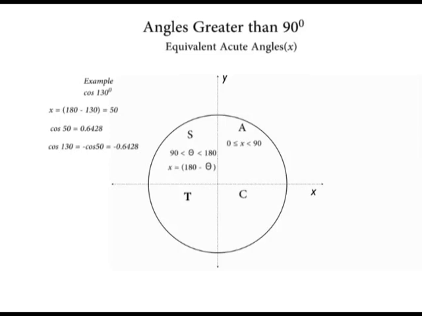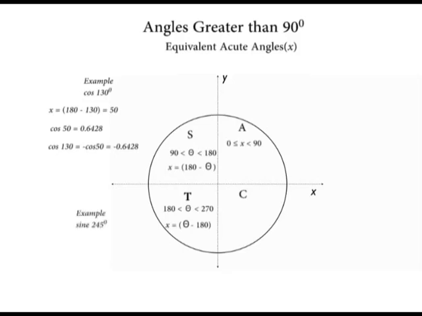Quadrant T includes angles greater than 180 up to 270 degrees. And so all angles are reflex angles. In this quadrant, only tangents are positive. Given a reflex angle theta in this quadrant, the equivalent acute angle is given by theta minus 180 degrees. That's the opposite of quadrant S.